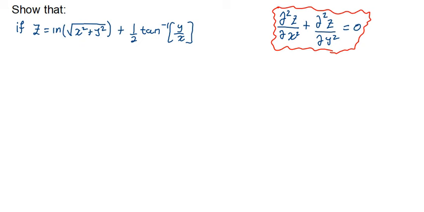For this one, I have to first find the second partial derivative with respect to x, as well as the second partial derivative with respect to y. Then I come to this one, I do the sum, then we bring them together at the end. We see if we get the same thing. You can write them in one line, but I don't have that much space.